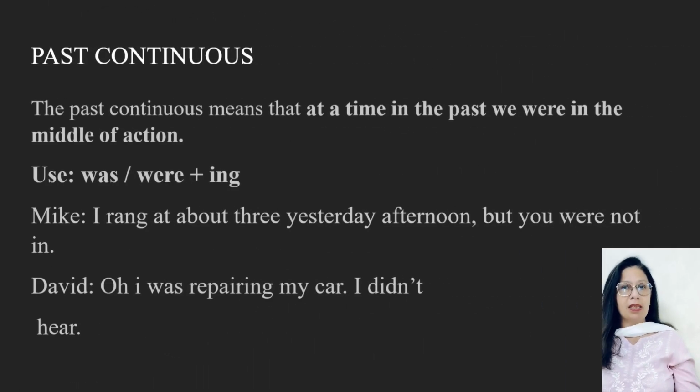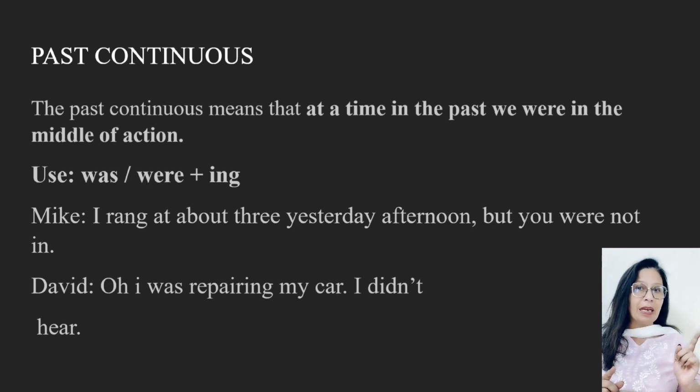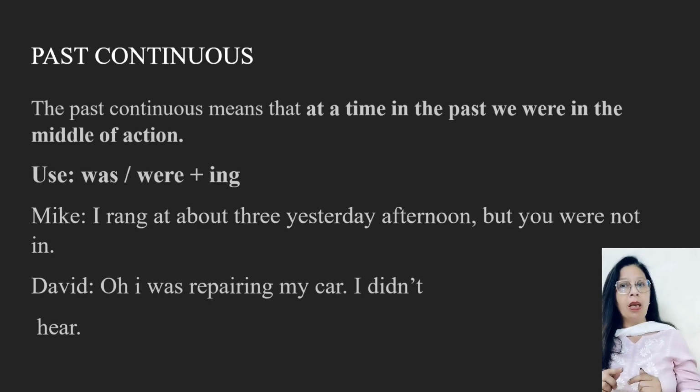Now we will discuss what is past continuous tense. This tense is used to express the action going on at some point in the past, and the time of action may or may not be given. Past continuous tense means when the action has been done, what was happening during that time. We mainly use was/were plus ing with the first form of the verb.